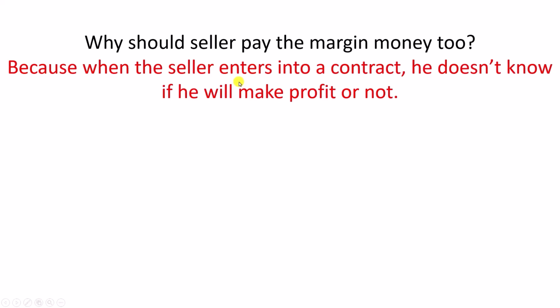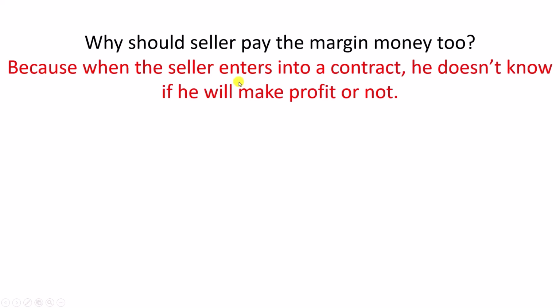We are just guessing. You, the buyer, guess or predict that the price will go up. I am the seller and I predict or guess that the price will go down. Both may be correct, both may be wrong. You may be right and I may be wrong, or I may be right and you may be wrong. So there are chances, and we do not know who will be in profit.